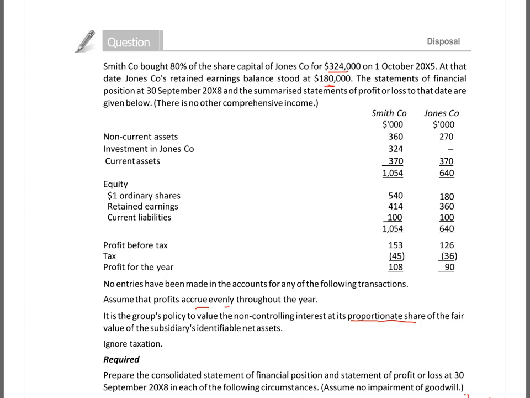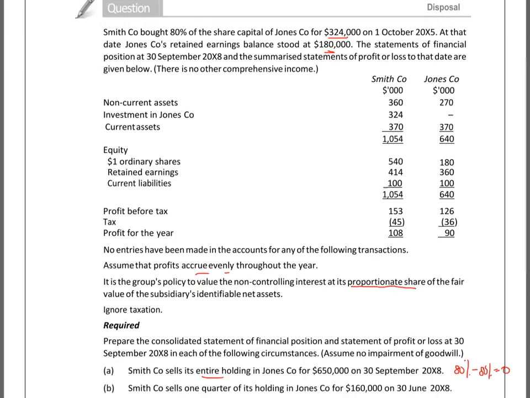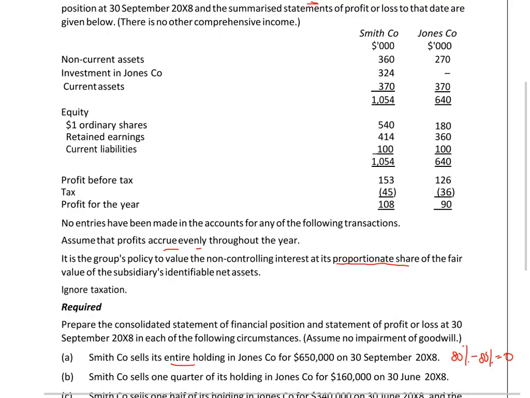The next one we're going to talk about is the gain or loss for the group. So, what's the format? Fair value of consideration received. I received more than 80%. How much? $650. And the fair value of the equity being retained is 0.